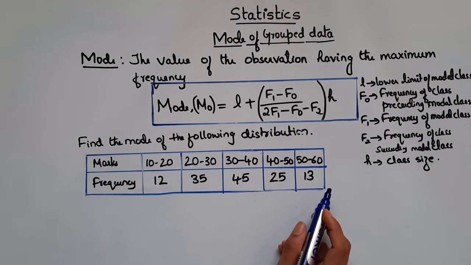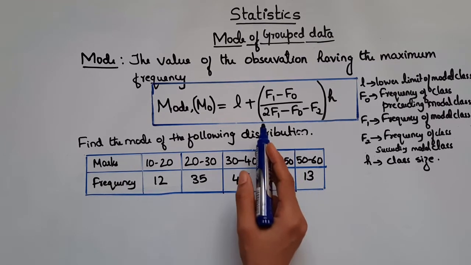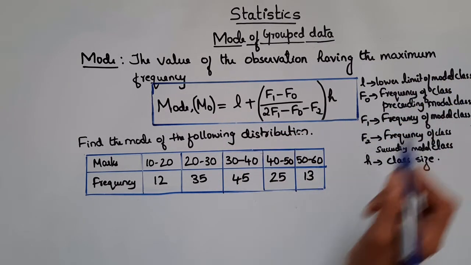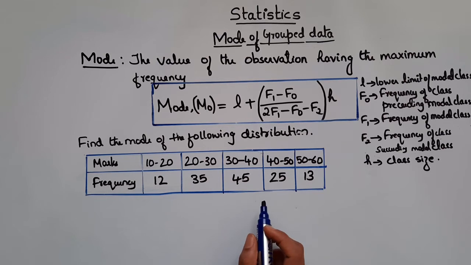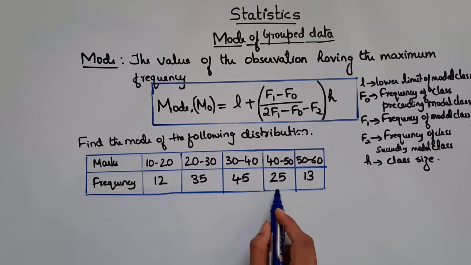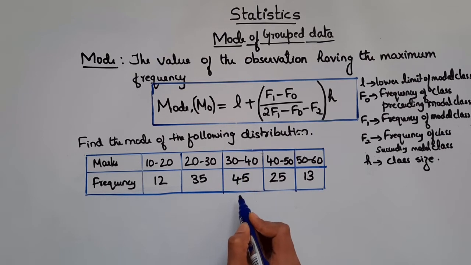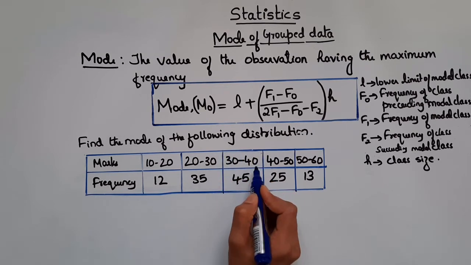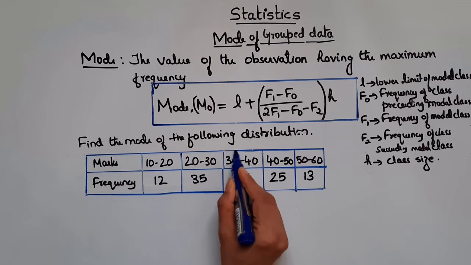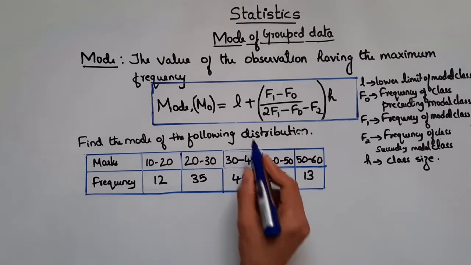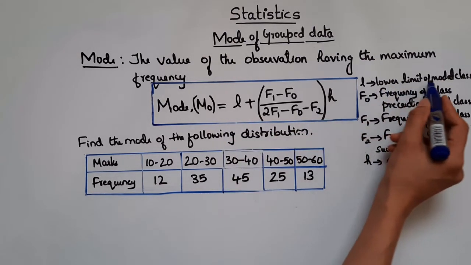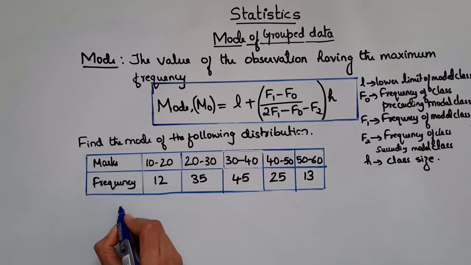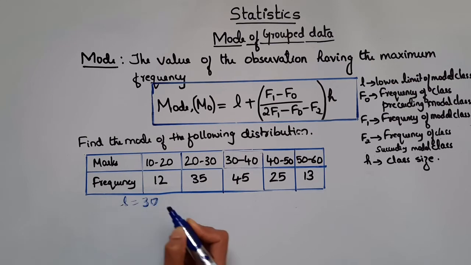We know in order to find mode for grouped data, we have to go for the formula. Here L is nothing but the lower limit of the modal class. Now what is the modal class? It's the class having the maximum frequency. If you see the frequencies, 45 is the maximum frequency. The corresponding class, 30 to 40, is your modal class. We want L, the lower limit of the modal class. So the lower limit is 30. You can write L is equal to 30.